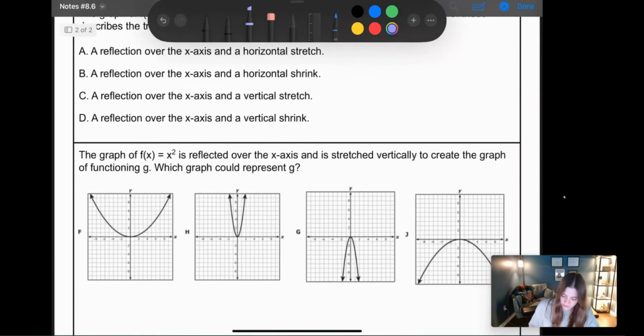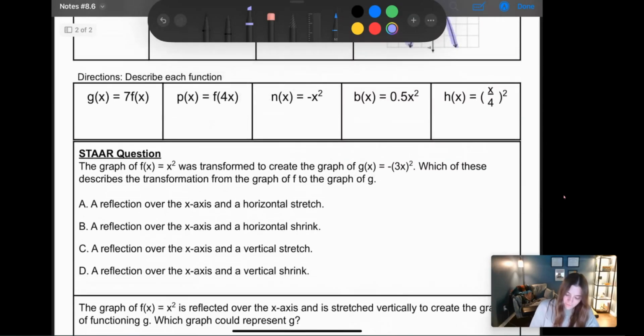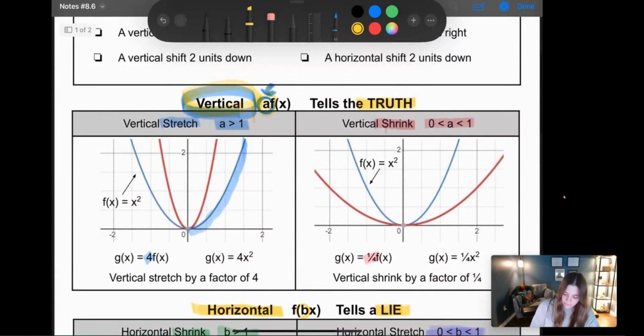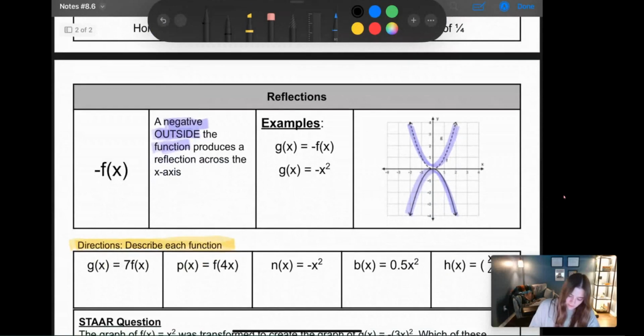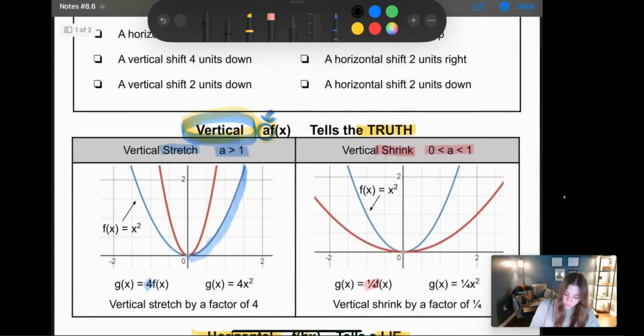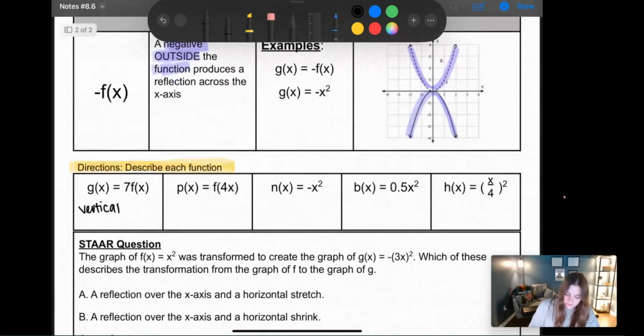Now, these notes are a little bit different because instead of doing some of these together, you are going to do each of these on your own by following those rules. Directions: describe each function. So you're just telling me, well, g of x is 7 times f of x. Let me go look at my stuff up here. If it's outside, it's vertical. So I know it's vertical something. Well, let's go see. 7 is greater than 1, so it's a vertical stretch. Okay, that's all I want you to do on those ones.